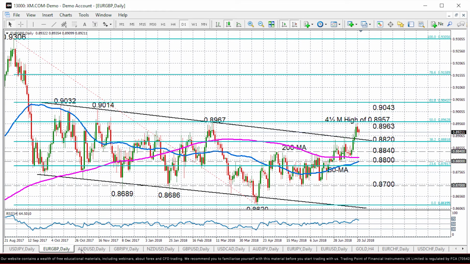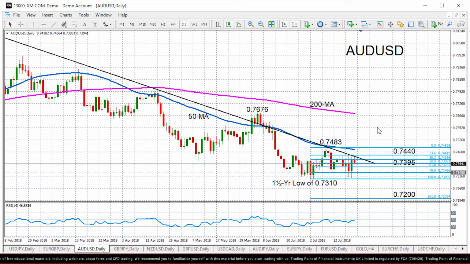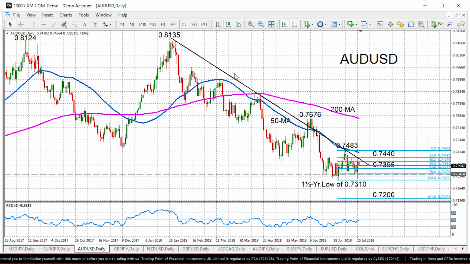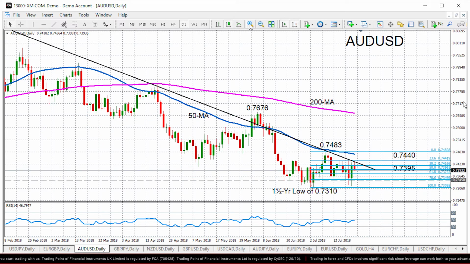And our final pair for today, we can see the Aussie dollar being capped by the descending trend line there. That is the descending trend line of the medium-term downtrend that started all the way back in January this year. If prices do manage to break above that trend line, we could then see the top that we saw at the end of earlier this month, in fact, around 0.7483. So that should be the next major resistance.